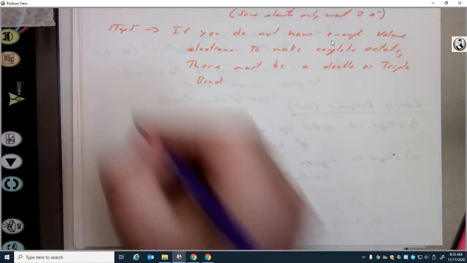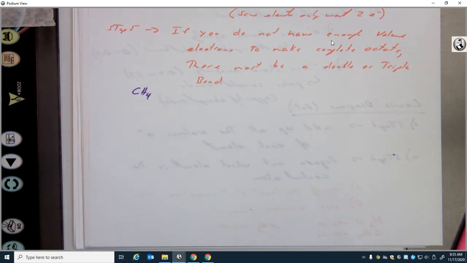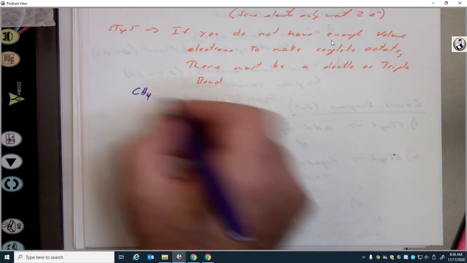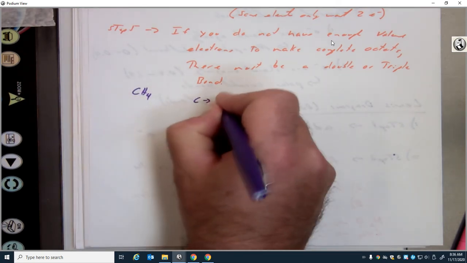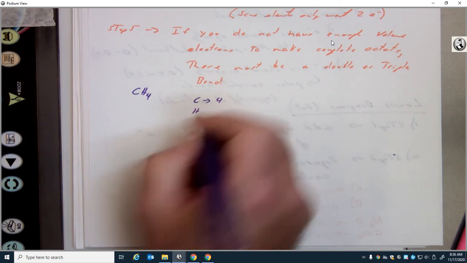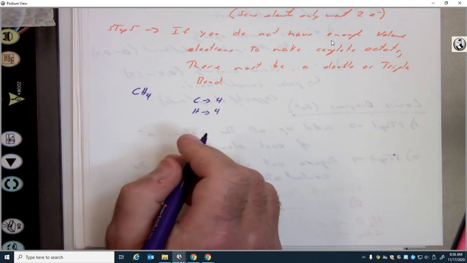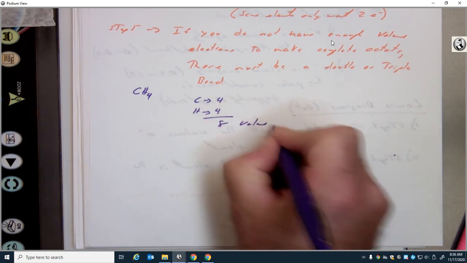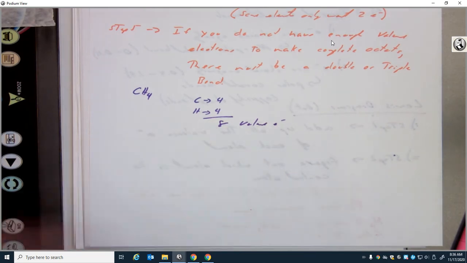Let's start with, I don't know, how about CH4? Our first step is to just figure out how many valence electrons we have. Carbon has 4 valence electrons. Each hydrogen has 1, so the hydrogens also have a total of 4. That means I have 8 valence electrons to play with. I can't use any more, I can't use any less.